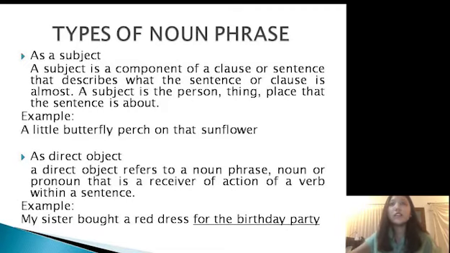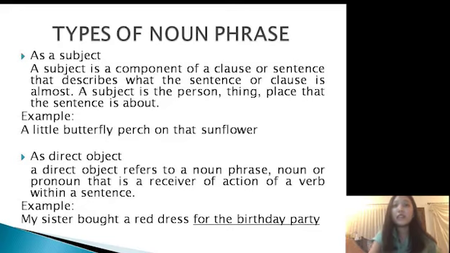Okay, the third element of noun phrase is types of noun phrase. The first is noun phrase as a subject. A subject is a component of a clause or sentence that describes what the sentence or clause is about. A subject is the person, thing, or place that the sentence is about. For example, "A little butterfly perched on that sunflower." The subject in this sentence is a little butterfly, since the sentence describes the butterfly.